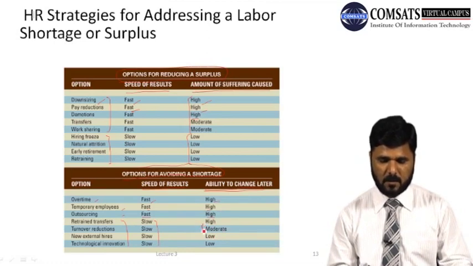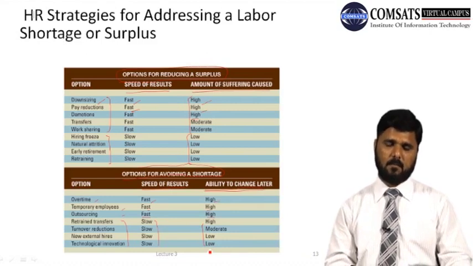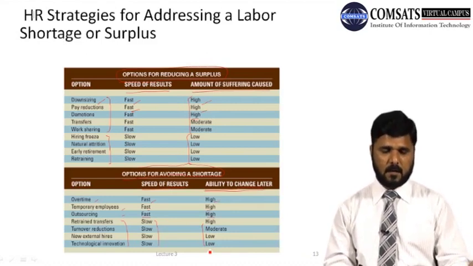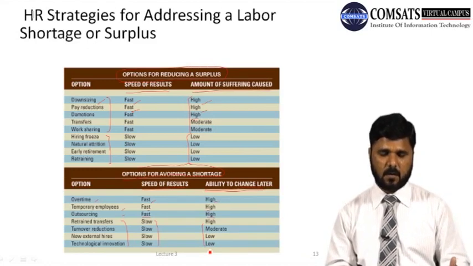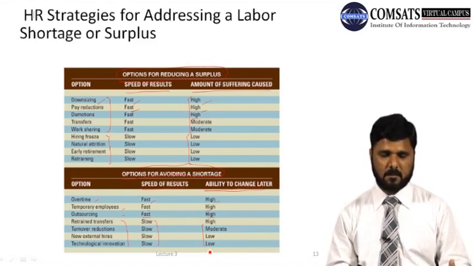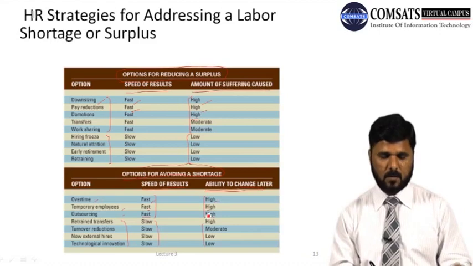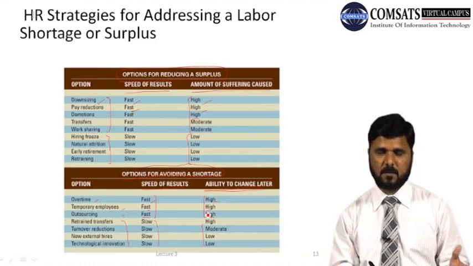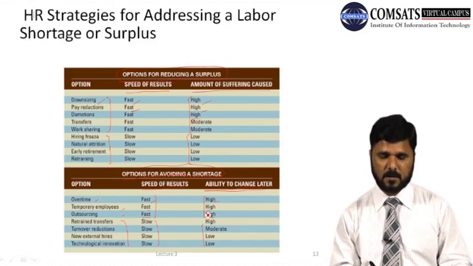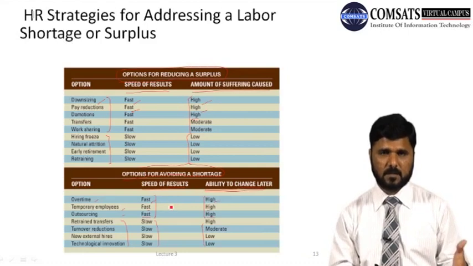ये देखें यहाँ पे टर्नओवर इनके लिए लो या मॉडरेट एबिलिटी है. So here, as a manager, you have to adopt certain options in order to deal with this labor shortage, where there are different options available, these three options. Results can be achieved in a fast way, but the ability to change later on is also high. So based upon the needs of your organization, your future objective, and the technology that you have with your organization, you have to make a choice between these options available.